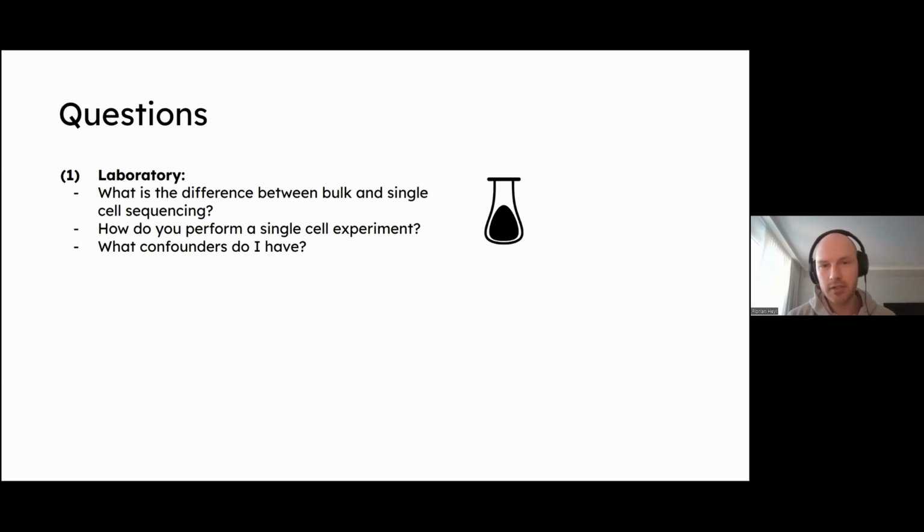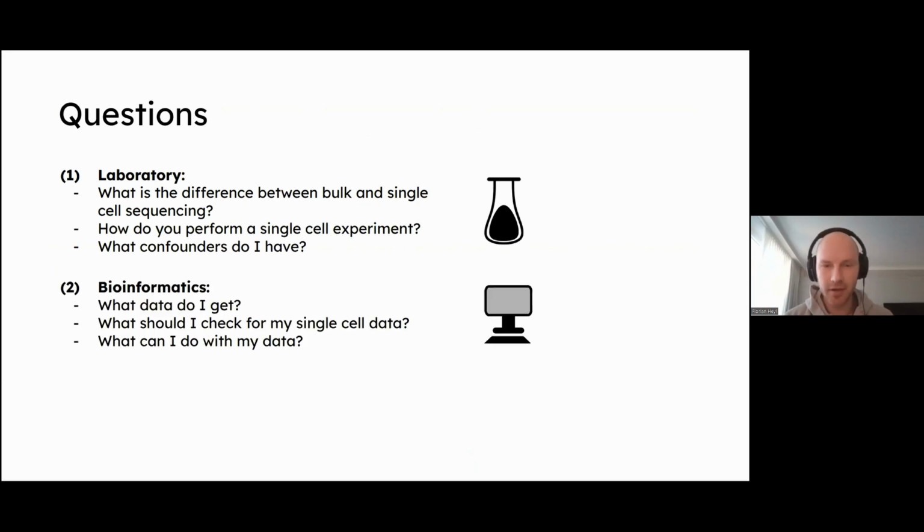These bigger parts have the following questions, which I want to answer for you. Again, the first part is laboratory. There I want to answer what is the difference between bulk and single-cell sequencing, and how do I perform single-cell experiments? And quite often, for most people, it's more interesting to know what kind of confounders do I have? So what should I look out for? With that, we immediately go into the bioinformatics, the second part, where I will answer again, what data do I get? How do I check my single-cell data, and what can I do with that data?